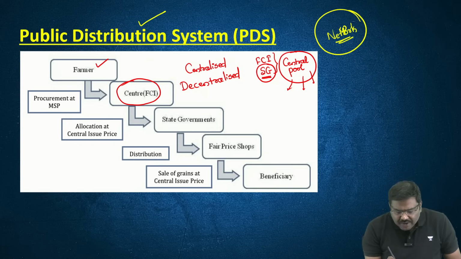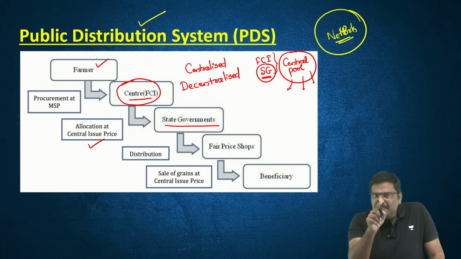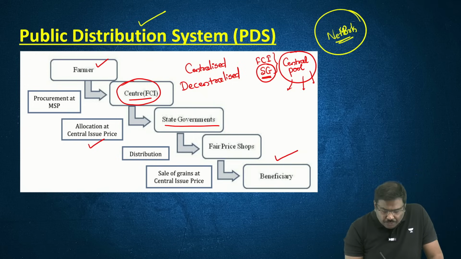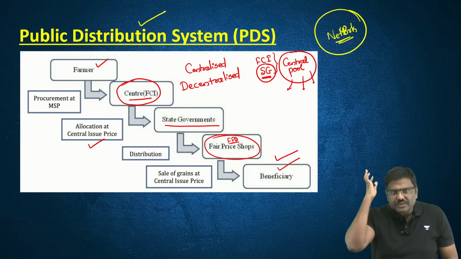So, step number 1, procurement happens. Step number 2, food grains are allocated to respective state governments. State governments will identify the beneficiaries and, through the ration shops or fair price shops, will distribute the food grains to the beneficiaries.